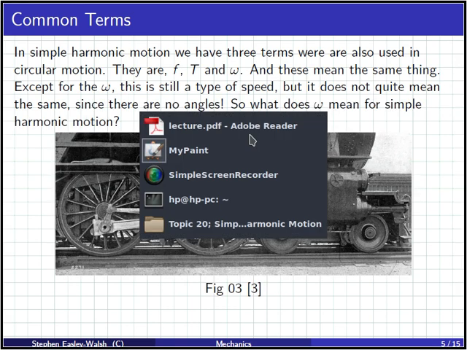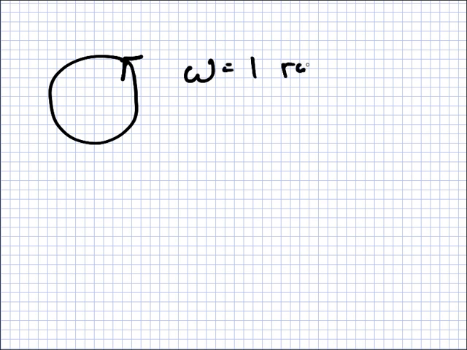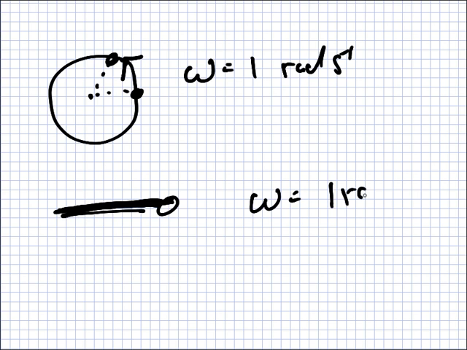So I'll give you an example of what I mean. If you had something moving in a circle, and let's say the omega is 1 radian per second, what does that mean? Now, if I had something moving in simple harmonic motion, going like this, and I said the omega is 1 radian per second, what does that mean?